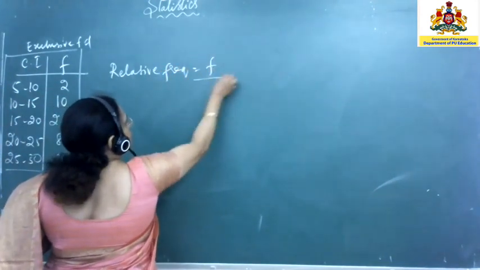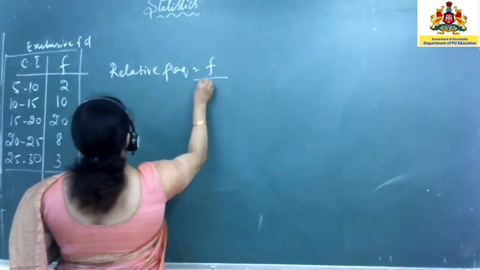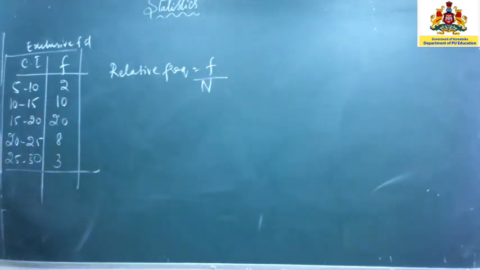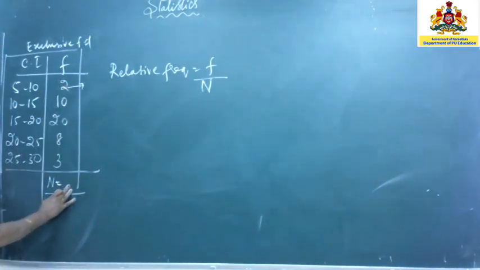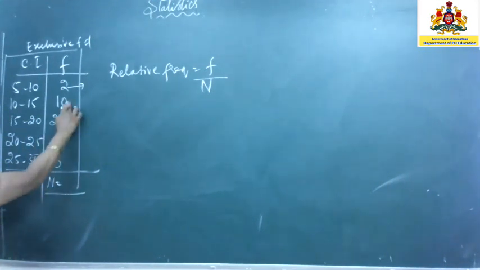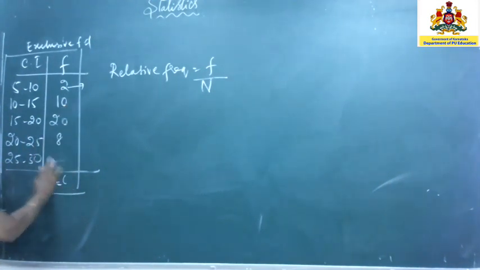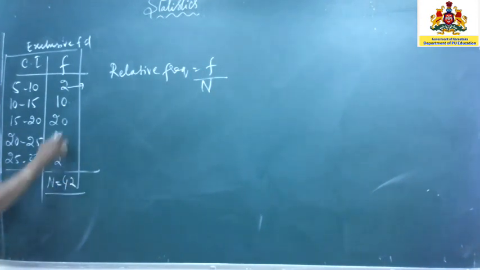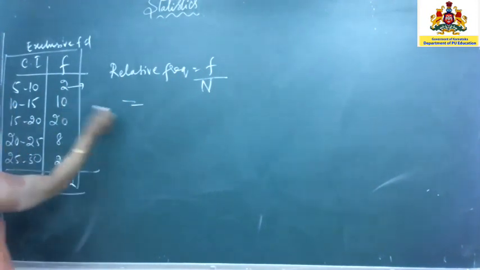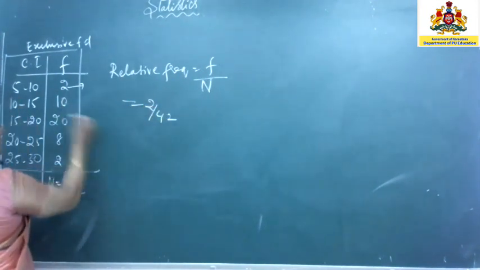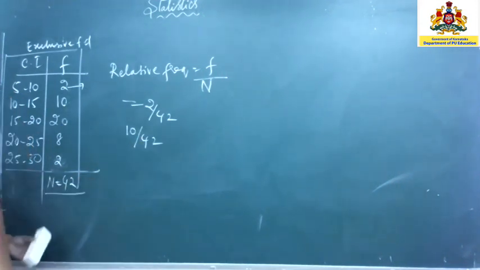Now you have what is called relative frequency. It is denoted by F divided by capital N. What is capital N? If you add all the frequencies, whatever number you get is your N value. For relative frequency, you take the first class frequency, 2, divided by 42. So relative frequency for everything you can find out: 2 divided by 42, next 10 divided by 42, and so on.